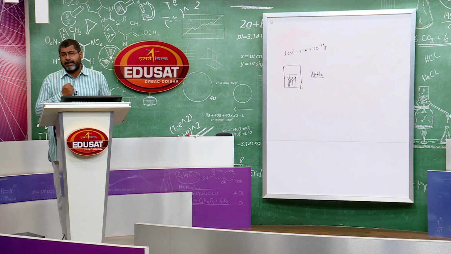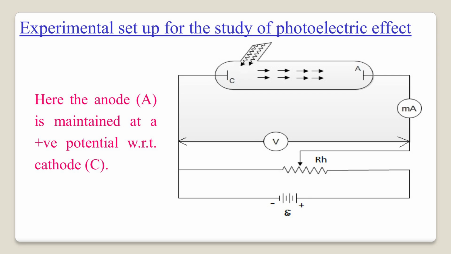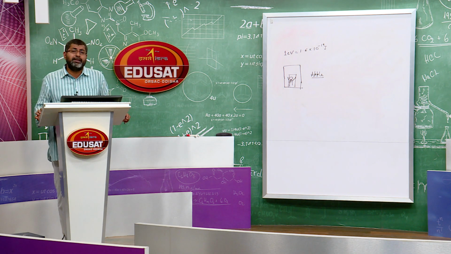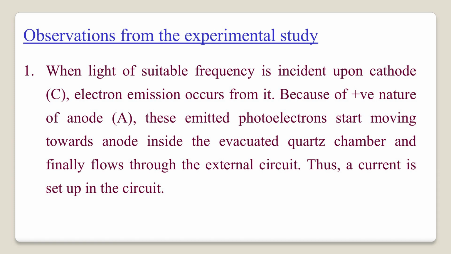Now, let us discuss in detail the experimental setup for the photoelectric effect. If we analyze the figure, you will find that this experimental setup consists of a glass chamber, a quartz chamber in which there is a window, and there are 2 electrodes there. There is a cathode and an anode, and the anode is maintained at a positive potential with respect to the cathode. Now, what happens here? When a light of a suitable frequency is allowed to fall upon the cathode, it causes the electrons in the cathode or photometal to come out of the surface. And since the anode is at a positive potential with respect to the cathode, these electrons start moving toward the anode and thus set up a current in this circuit.